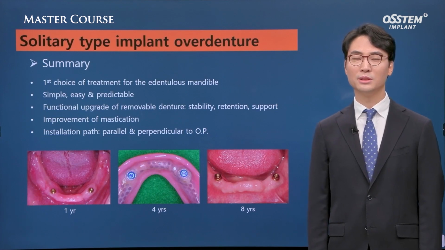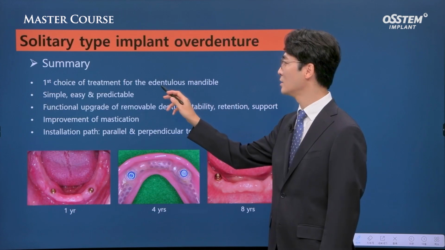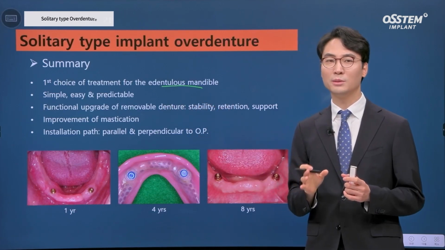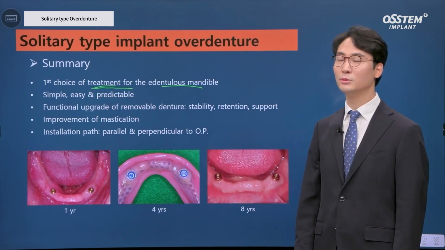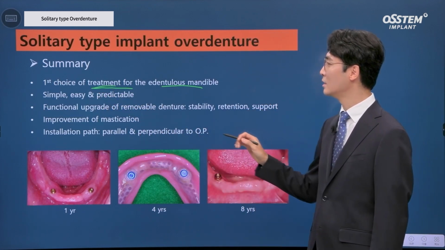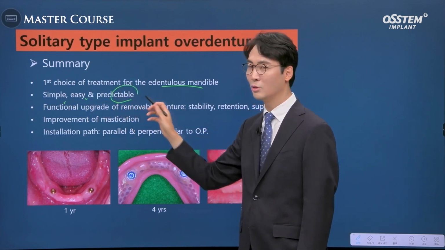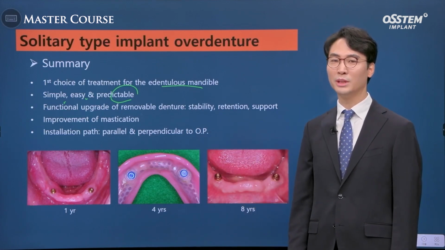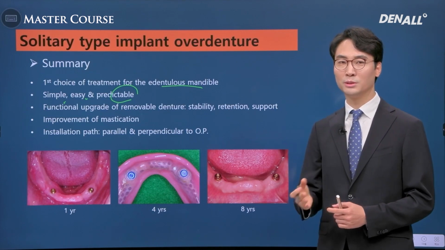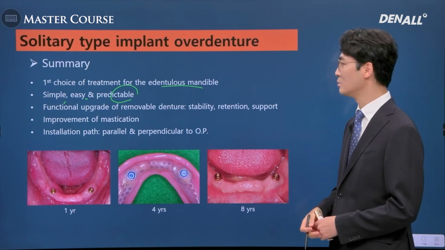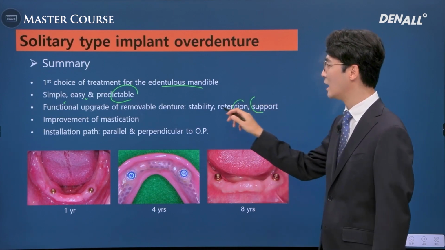Today I've talked about solitary implant overdenture. Let me summarize. In a full edentulous case in the lower, implant-supported overdenture using 2 implants is the first treatment option that should be considered. Especially in the case of solitary type overdenture, it's very easy and simple. According to various literature, you can get very predictable treatment results. I'm sure a lot of you provide this treatment, but if you have not tried this yet, I strongly recommend you to try it.